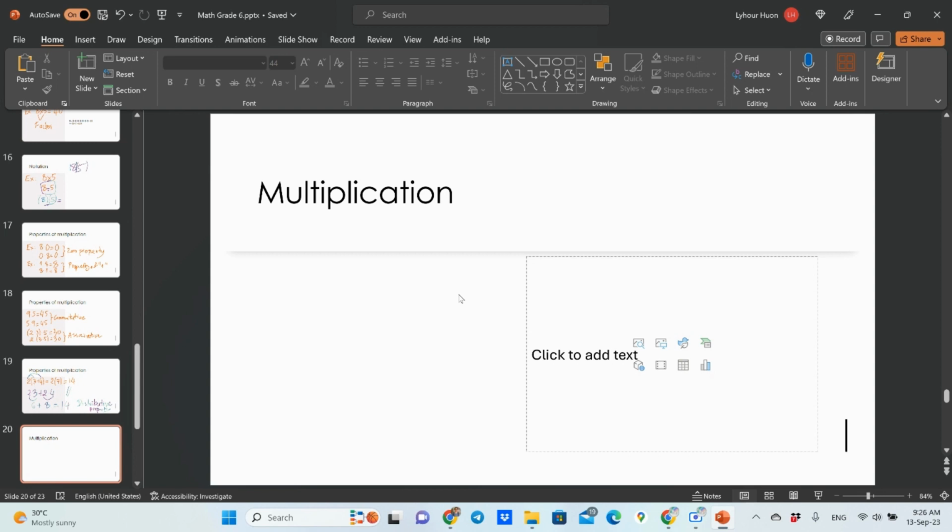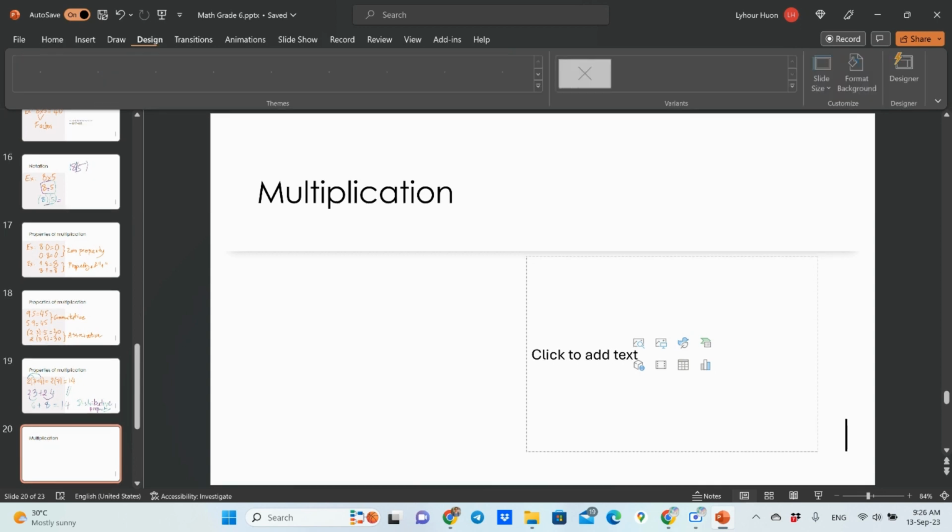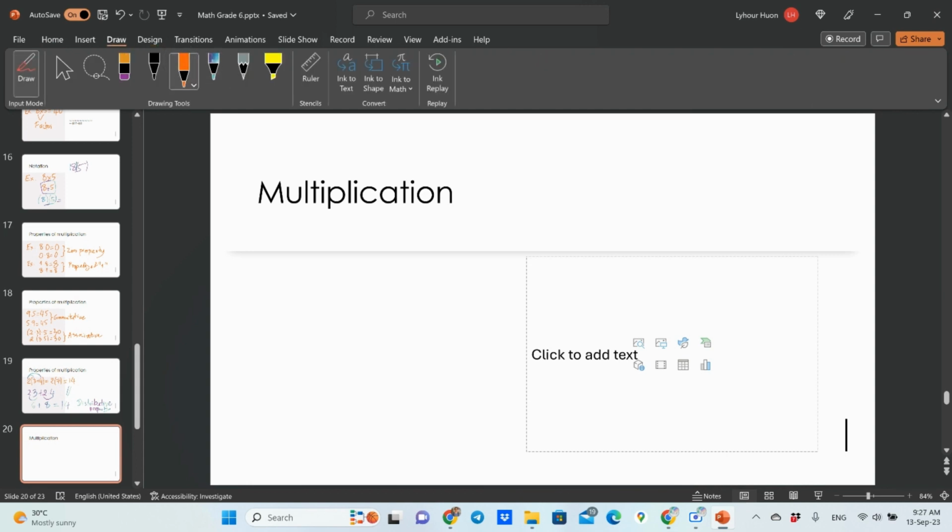And how about with 11s? 11, 22, 33, 44, 55, 66, 77, 88, 99, and then 100-something. But what about a large number multiplied by 11? When multiplying with 11, I have one trick for you to remember. For example, 11 times 23. What will be the result? We need to do something.